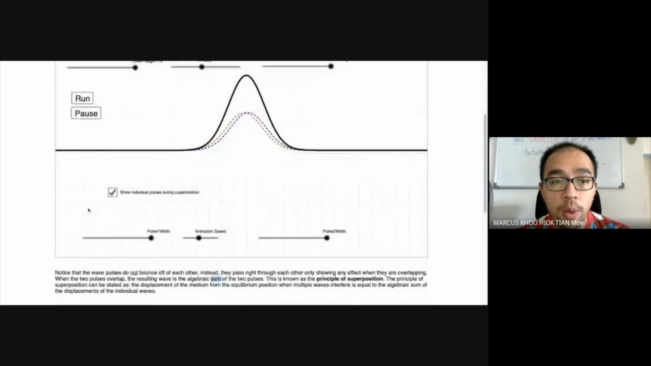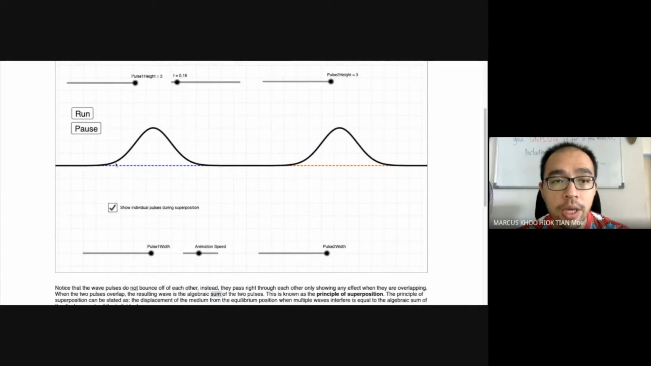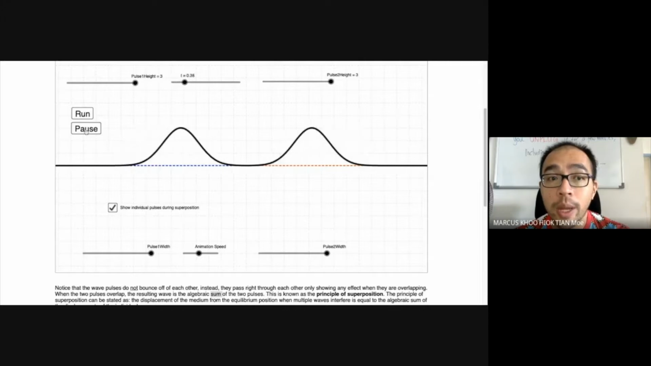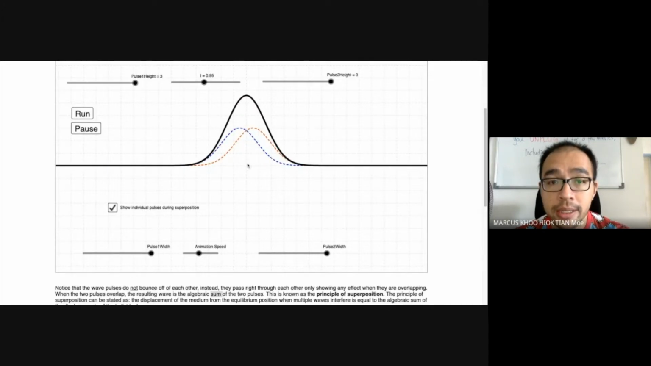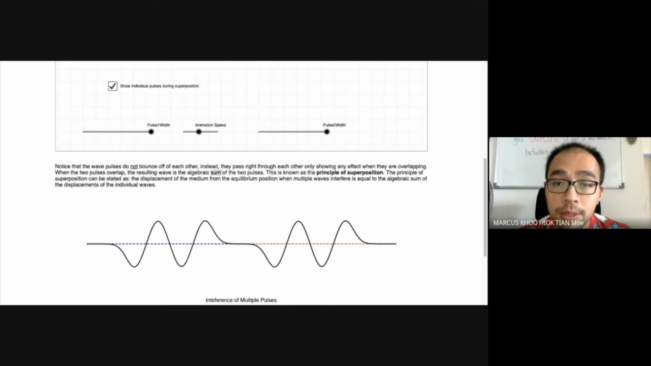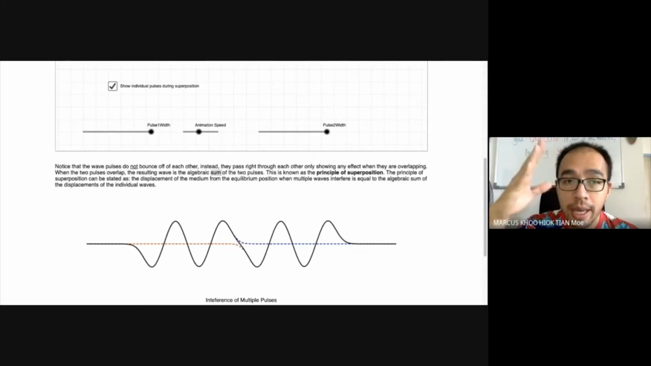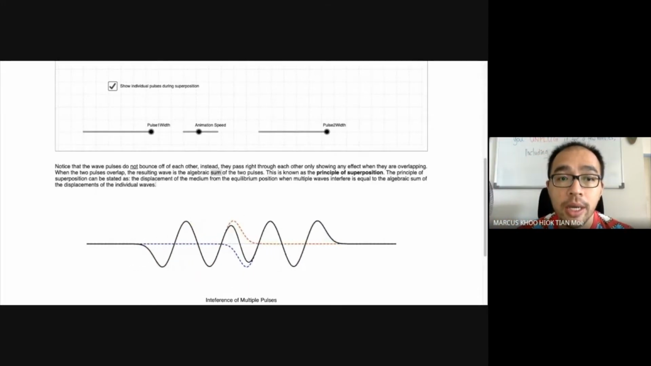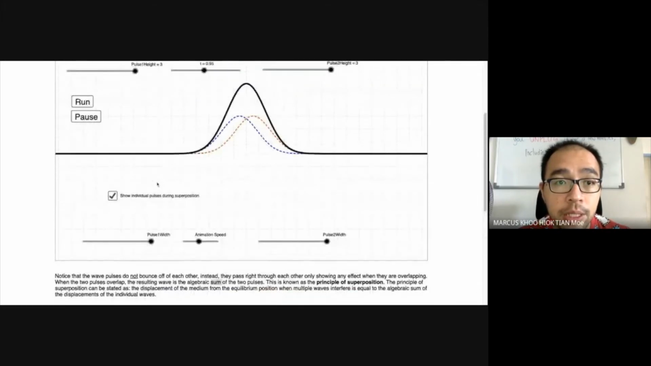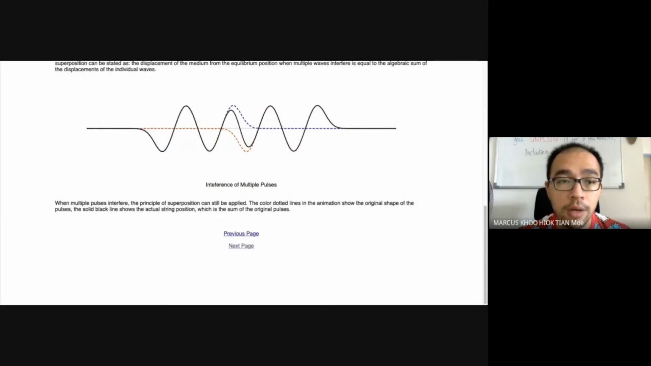So you have wave number 1, the height is 3, and then wave number 2, the height is also 3. When they meet together, the sum will be 6, because 3 plus 3 equals 6, and that is known as the principle of superposition. The displacement, the amplitude, you just add together, and that will give you the amplitude of the resultant wave. All right, good. Number 5.